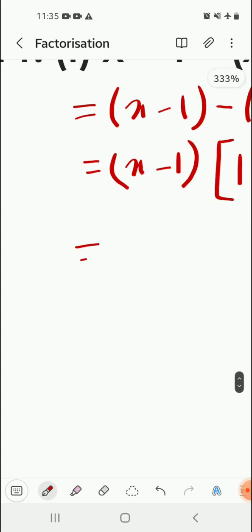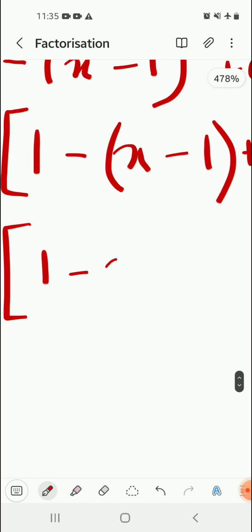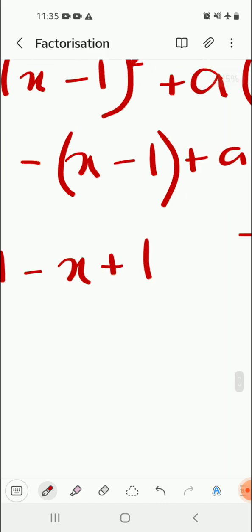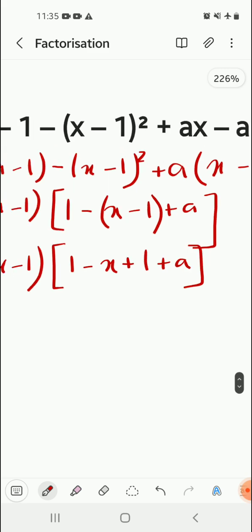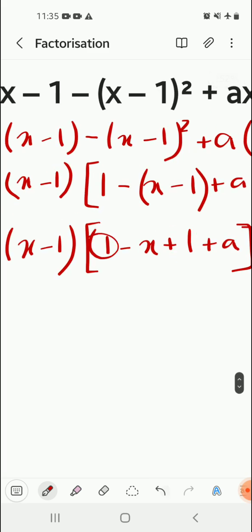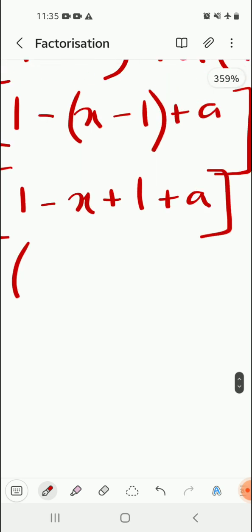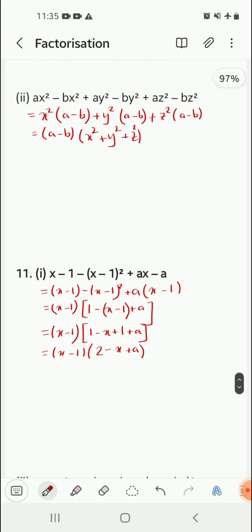After this, we can simplify it. So here solve this bracket. So 1 minus x, minus into minus is plus, 1 plus a. This is done. Now you see we have got 1 here and 1 here. So next step we are going to solve this. So x minus 1, and finally here 1 plus 1 we have got 2, minus x plus a, or even you can write the other way around, doesn't make any difference. This is it.